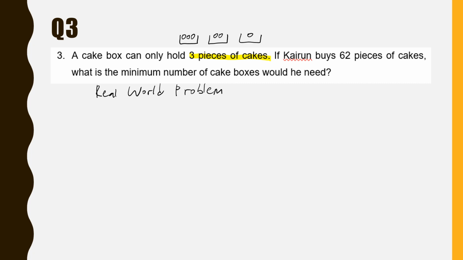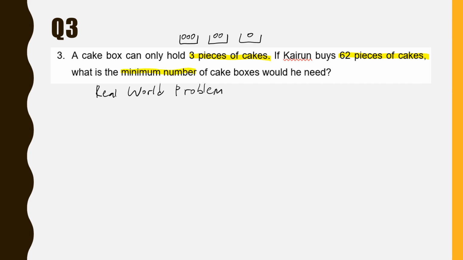Okay, but we'll see how this is important later. Now, Khairun bought 62 pieces of cake. This is called the given total. You have learned model drawing before. What's the minimum number of cake boxes that he will need?